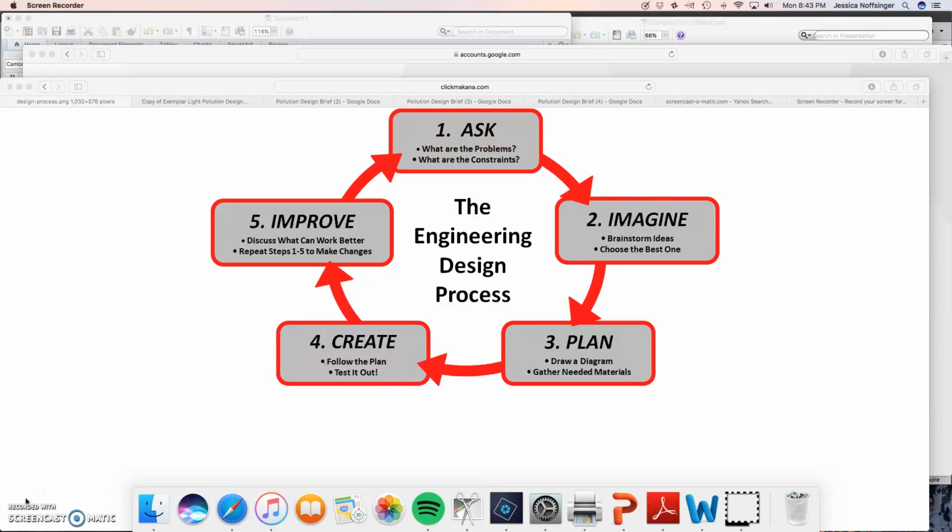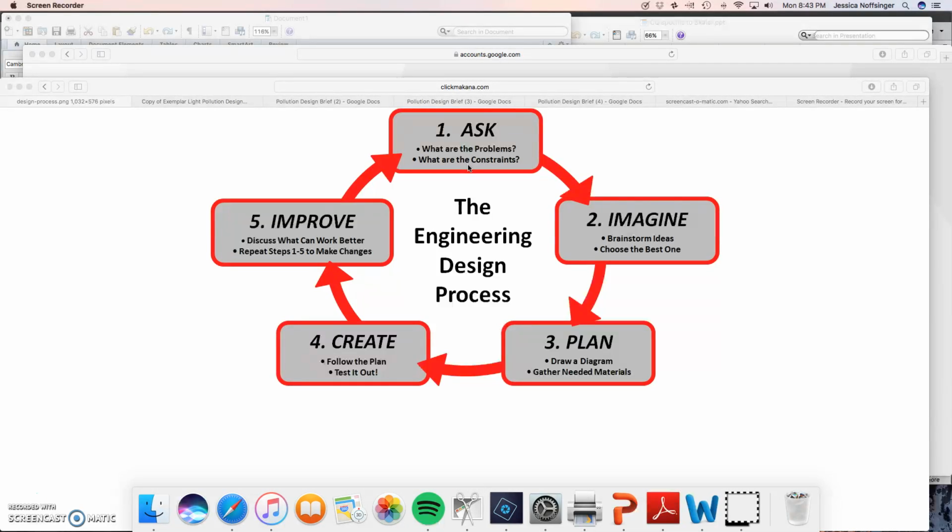Today we're going to start looking at our light pollution PBL in terms of defining the problems. Engineers, before they start any process, start by asking what are the problems and what constraints am I working within? What is a good solution going to look like?